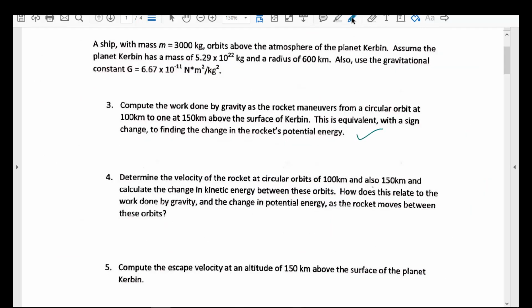So now we have the answer for 3, and we've got the velocities at each of those two orbits. So let's go back and answer the rest of this question, number 4. Actually, sorry, let me back up. It said to calculate the change in kinetic energy. And then we can answer how this relates to the work done by gravity. So once we've got the two orbital speeds, let's calculate the change in the kinetic energy between those two orbits. So we'll finish off question number 4 now.